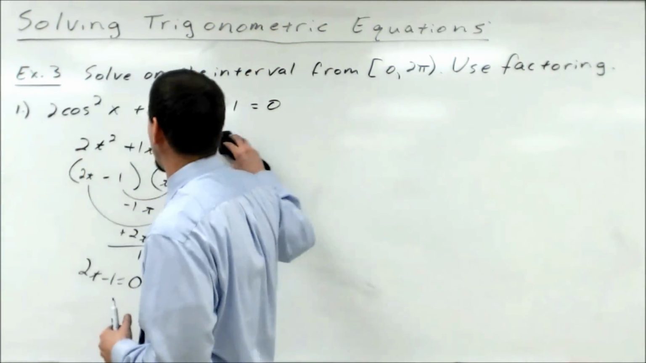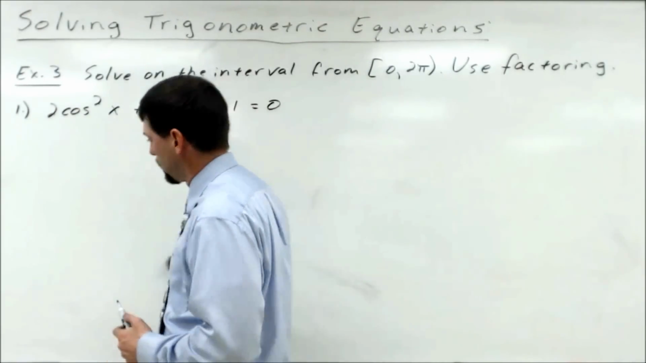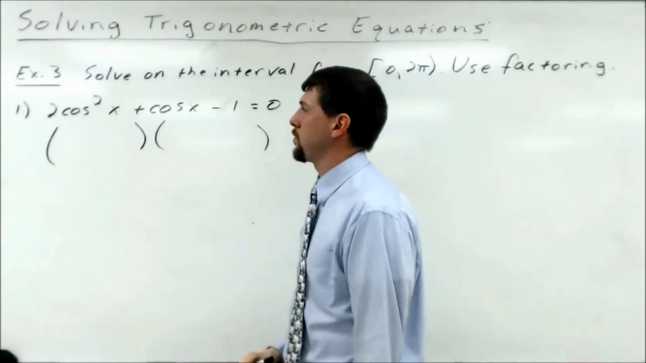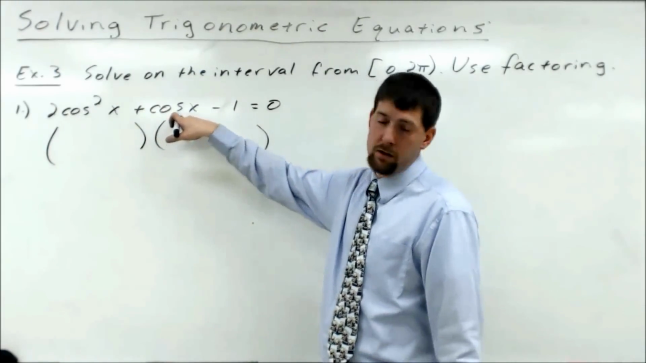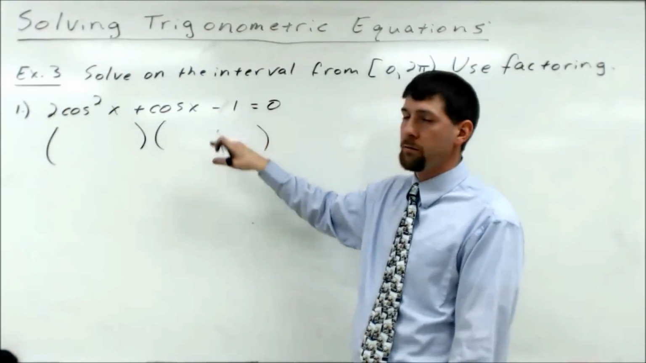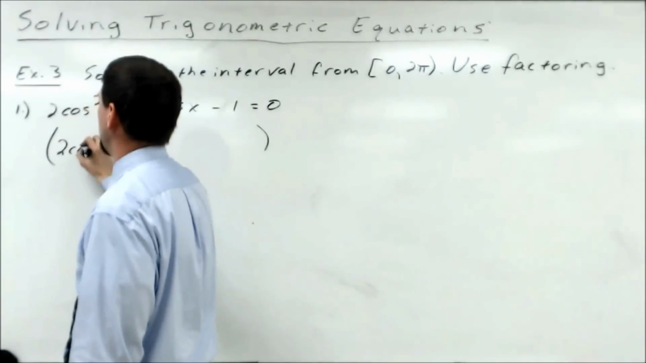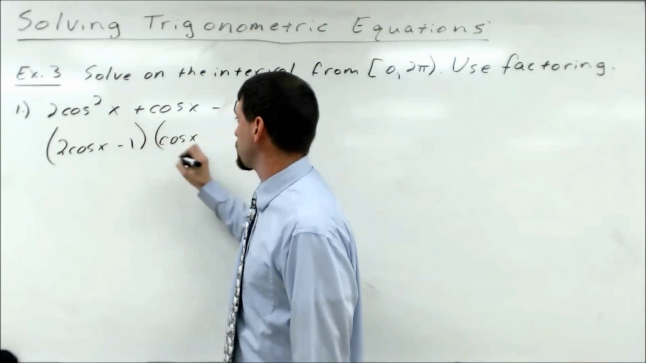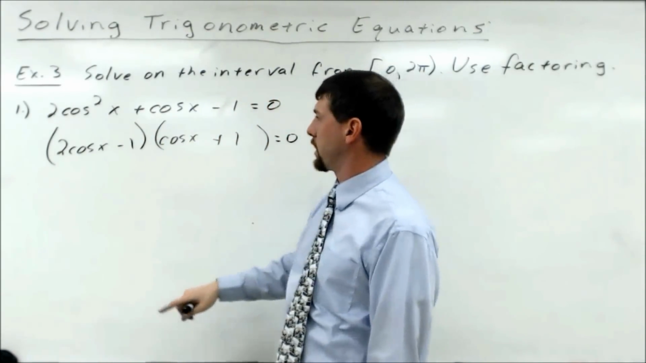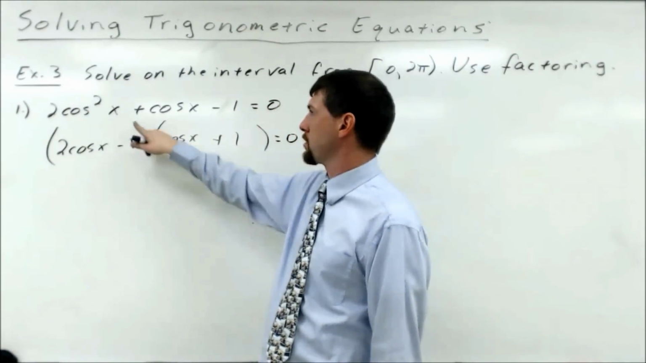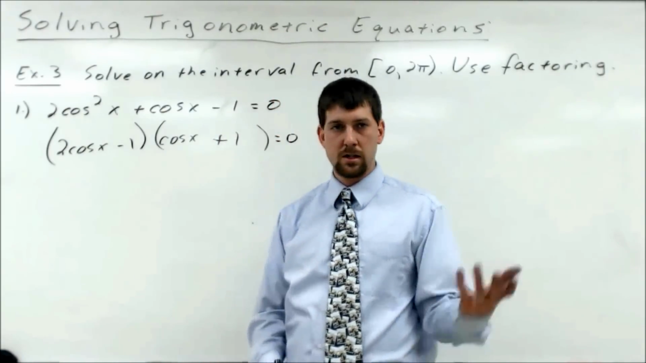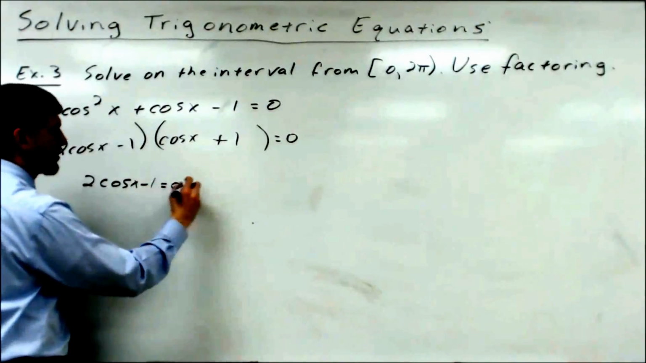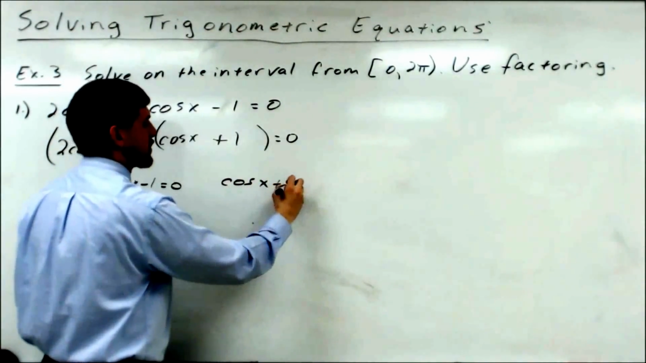So if I do the same thing with my cosine equation, recognize it as a quadratic. First term squared, middle term is half the degree of the first term, and then we have a constant. We just break it up: 2 cosine of x, cosine of x. We just saw that it needed to be minus 1 and plus 1. So when I check it, negative cosine plus 2 cosine leaves me the 1 cosine in the middle. Set each factor equal to 0. So 2 cosine of x minus 1 equals 0, and cosine of x plus 1 equals 0.